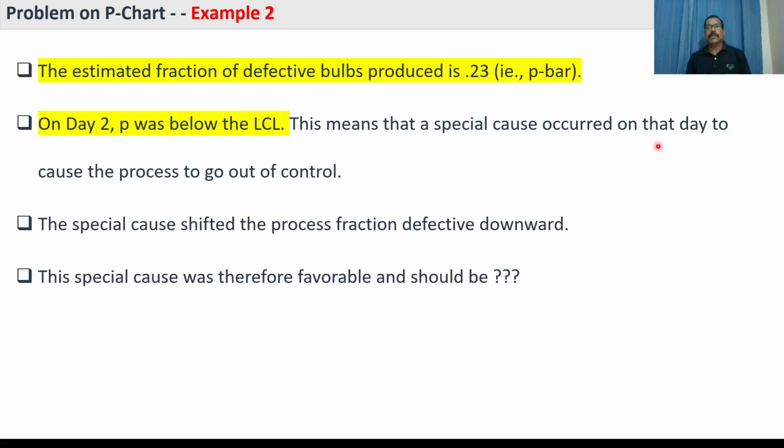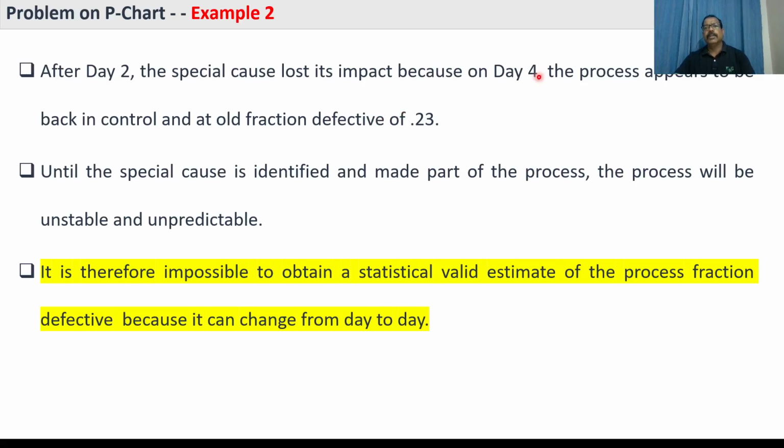You have to analyze and understand better. Since on day 2 the p value is below the LCL, it is due to some special causes, not natural causes. Some error occurred on day 2, but it shifted back to the normal value by day 4. So we can't say with these 5 data points whether it is good or bad, because out of 5 only one went down. Until we identify the cause for that variation on day 2, we can't say the process is under control.